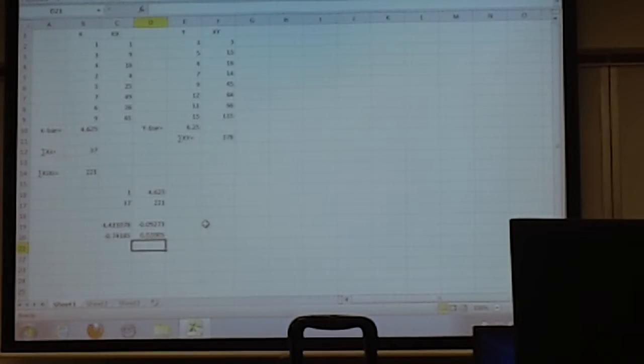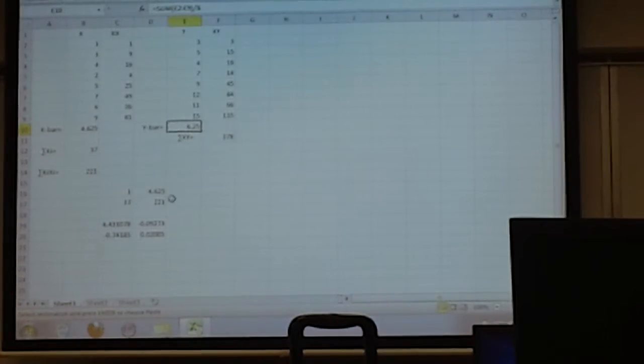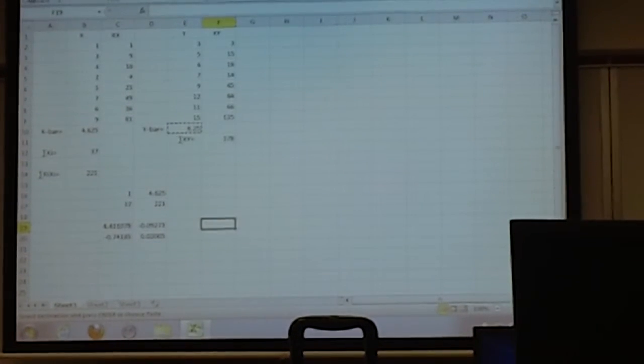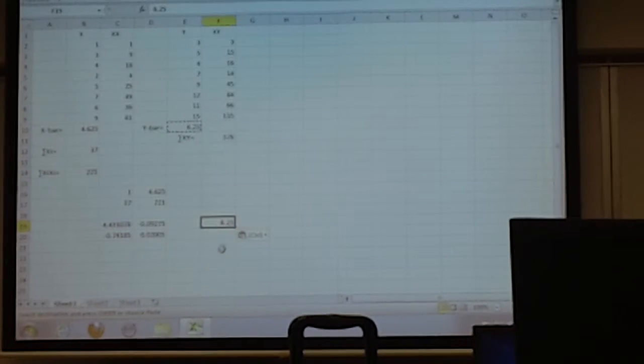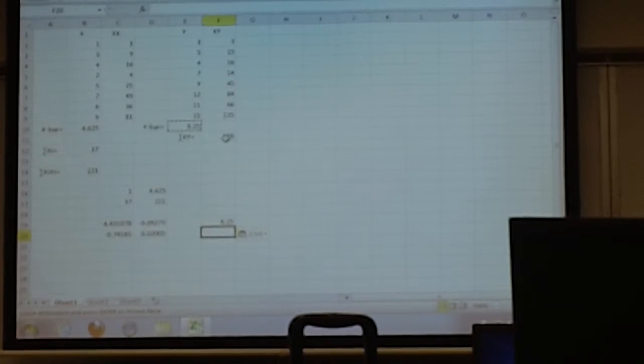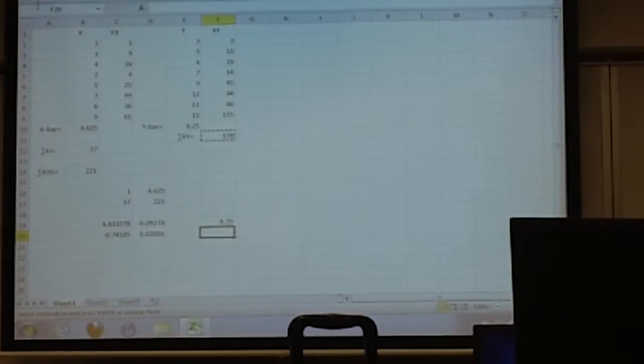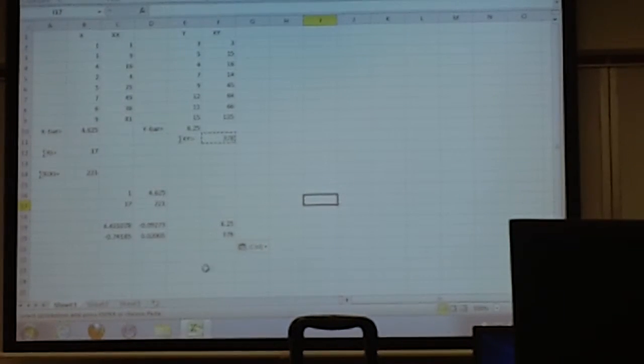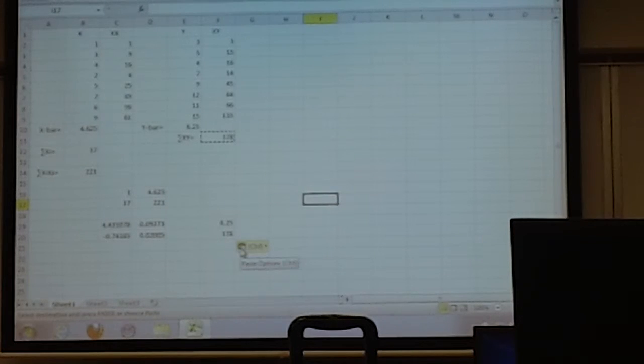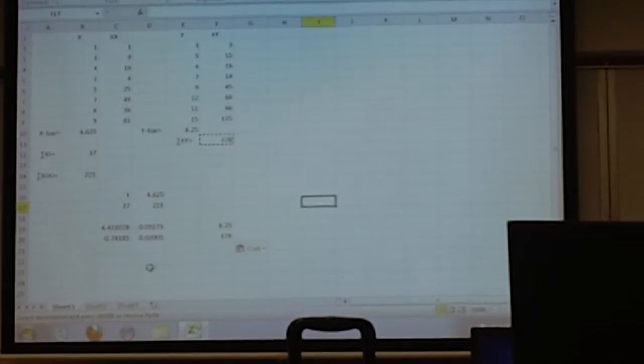Now, we're going to put over here the Y bar. And down here, we're going to put sum of Xi times Y. So this vector here is that vector, and this inverse is over here. Now we can solve for alpha and beta.